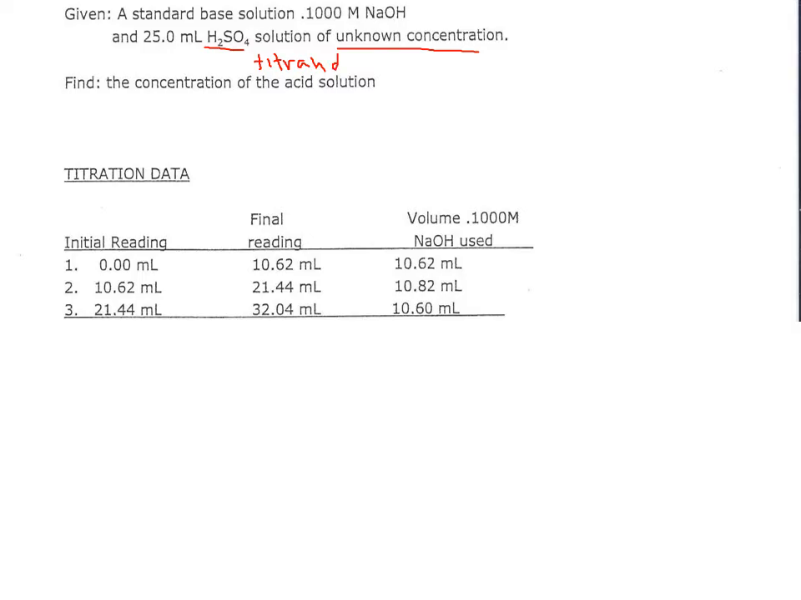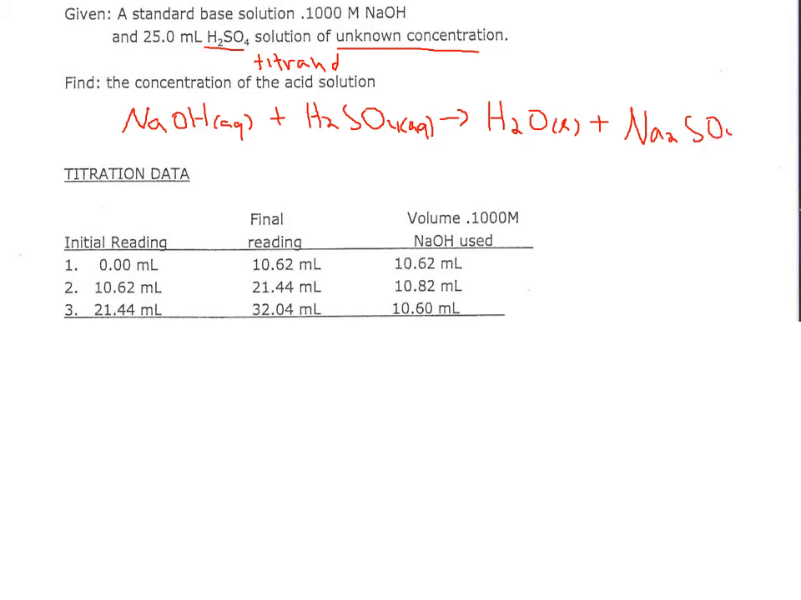And so I'm going to start off by writing just a balanced equation. NaOH(aq) plus H2SO4(aq), and then we'll produce some water and some salt, Na2SO4(aq). And we're just going to put down that we're looking for the concentration.